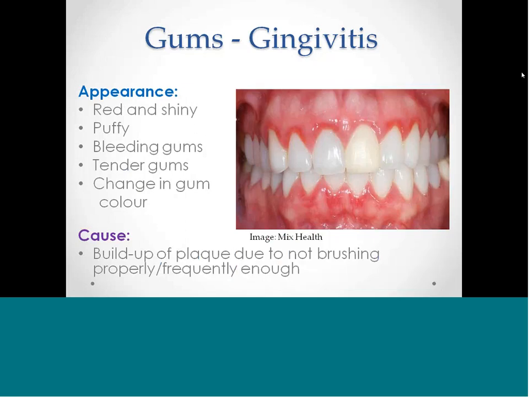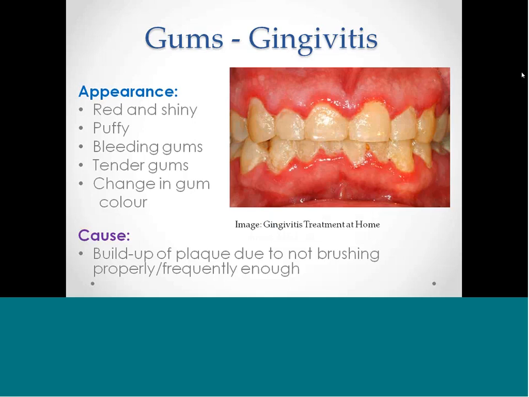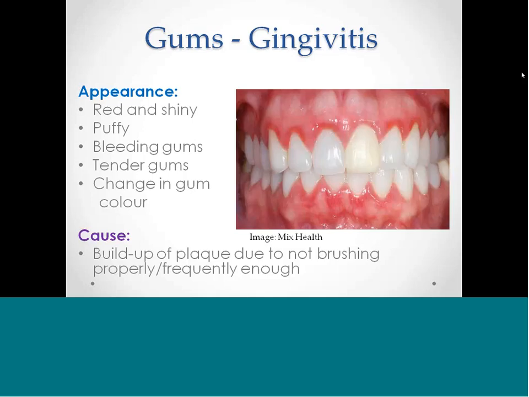Image 2. Moderate gingivitis. This is a photo of someone with moderate gingivitis. As you can see in this photo, there's a significant amount of plaque around the teeth and gums. The gums are extremely shiny and inflamed and red. Bleeding will occur while brushing and flossing this resident's teeth.